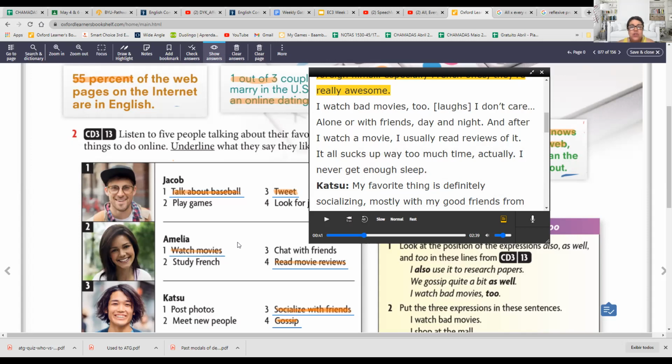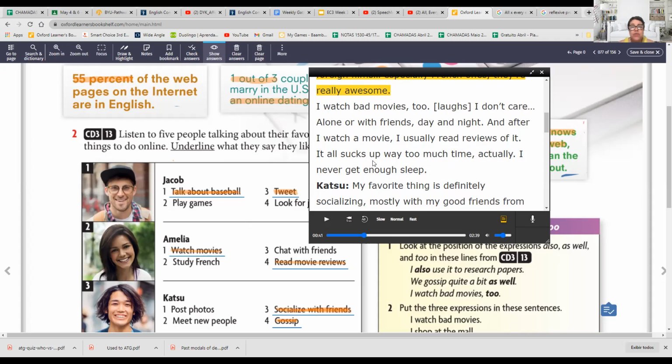So, because she watches so many movies, it takes a lot of her time. Of course, imagine each movie is more or less 2 hours long. So, imagine watching a lot of movies in a single day. So, it sucks up way too much time. It's a very informal way to say that it consumes too much time actually doing that, okay?